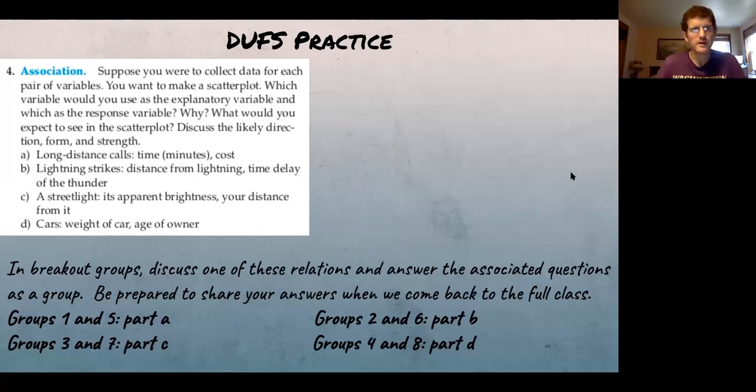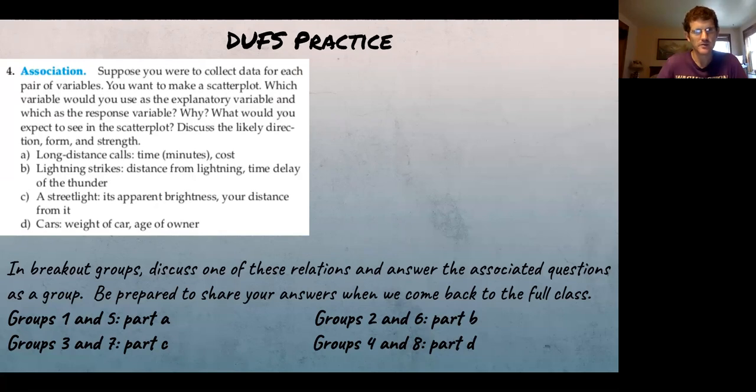All right, now we're not going to have as many groups in this class, so some of you will be the only ones talking about it. This is in your textbook, page 164, I believe. You'll need to open your textbook to this page, because in a second I'm going to put you into breakout groups. And what I want you to do is, you can see the question here.